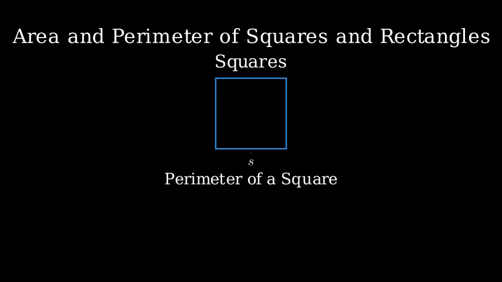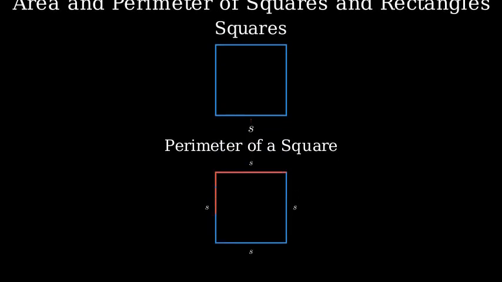Let's start with squares. A square is a four-sided polygon with equal sides and four right angles. All four sides of a square have the same length, which we often call S for side length. The perimeter of a square is the total distance around its boundary. Since all four sides are equal, we can calculate the perimeter by multiplying the side length by 4.